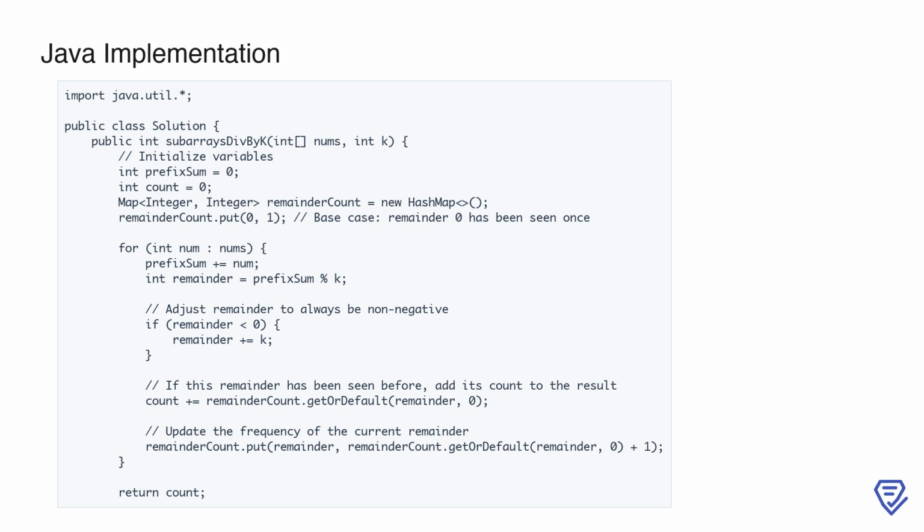Now, in the loop, we iterate through each number in the nums array, adding it to prefix_sum. We then compute the remainder of prefix_sum modulo k. Since remainders can sometimes be negative depending on the sign of the prefix sum, we adjust it by adding k to ensure it's always non-negative. This ensures consistency when we check the map later. Next, we check if this remainder has been seen before in the map. If it has, it means there are subarrays ending at the current index that are divisible by k, so we add the frequency of this remainder to the count. After that, we update the map by incrementing the frequency of the current remainder, or initializing it to 1 if it's the first time we've seen it.